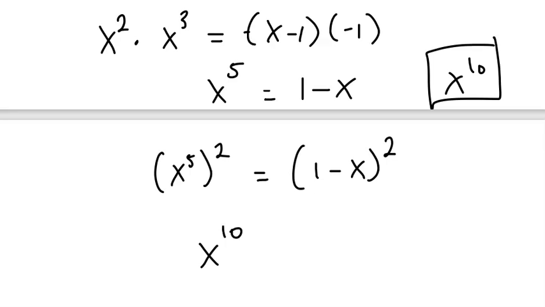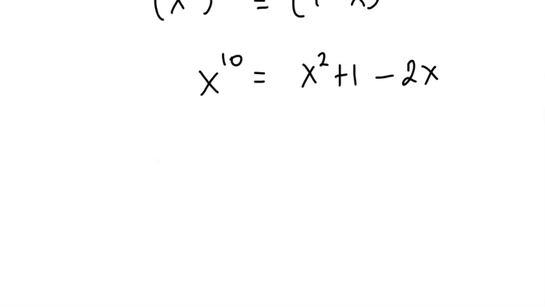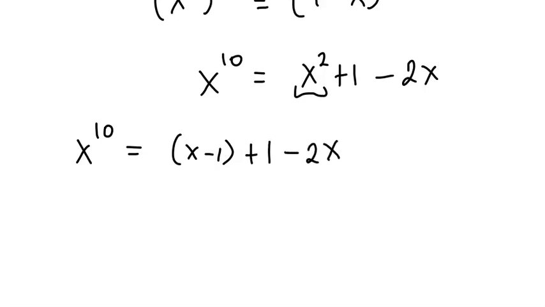So we get x to the power of 10 is equal to, expanding this binomial, x squared plus 1 minus 2x. Okay, so do not forget that x squared is equal to x minus 1, so we're going to substitute that. So x to the power of 10 is equal to x minus 1, plus 1 minus 2x. Simplifying, we get x minus 2x, which is equal to negative x.